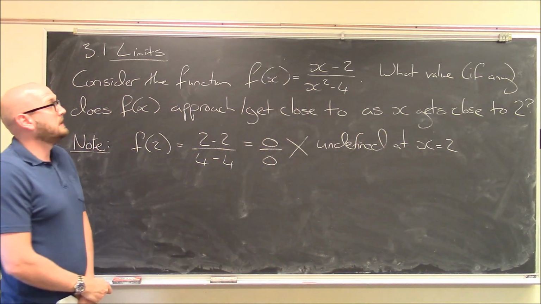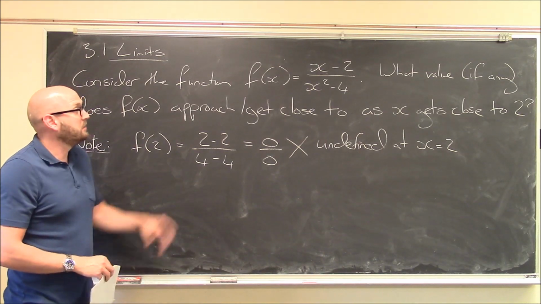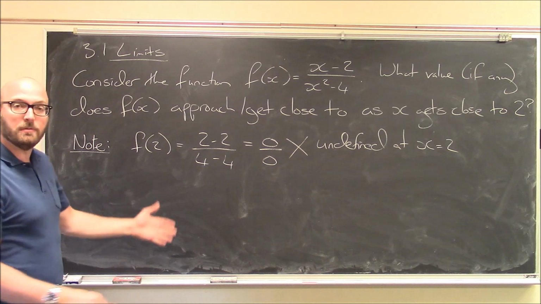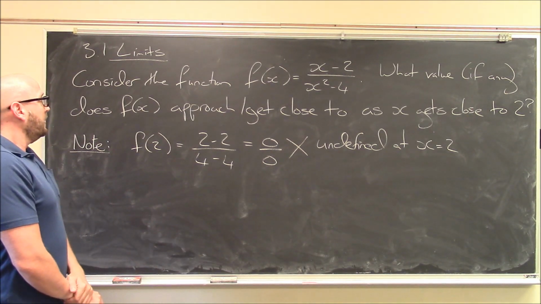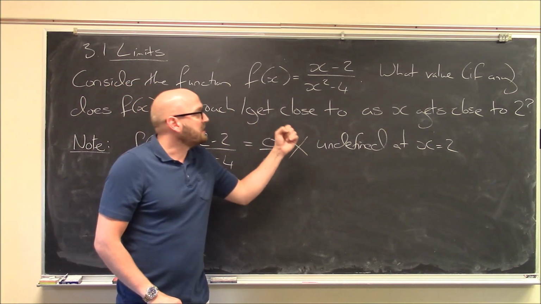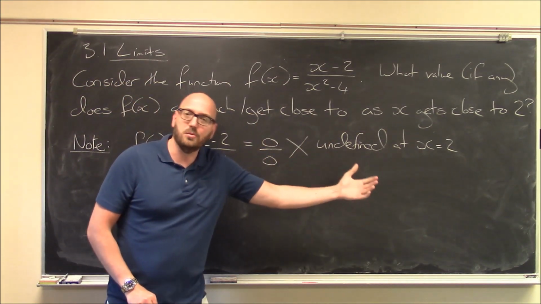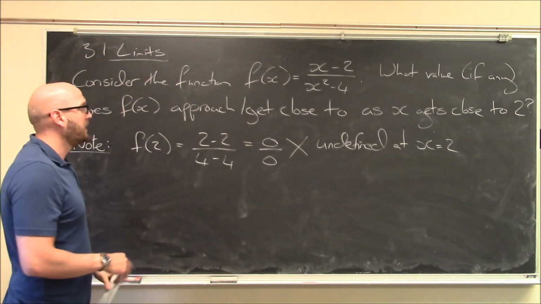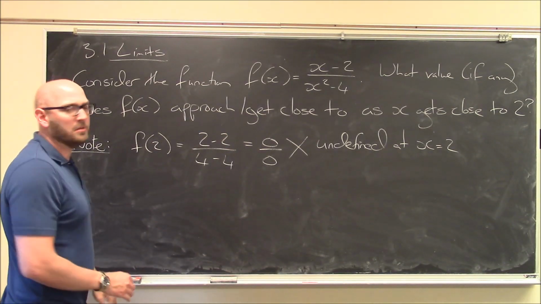Right, it's a rational function, but it's discontinuous. 2 is not part of its domain. It's discontinuous at x equals 2. It's not even defined there. But that's okay, right? The question is not what is f of 2. The question is what happens as x gets close to 2. Right? Not actually at 2. At 2 we've determined it's undefined. But what happens if x gets close to 2?